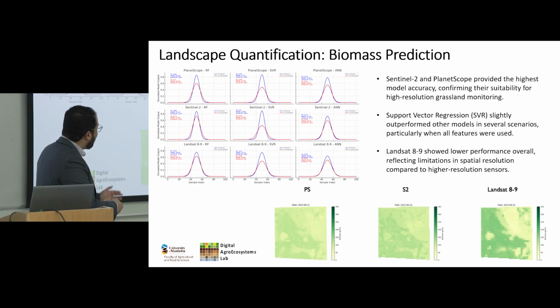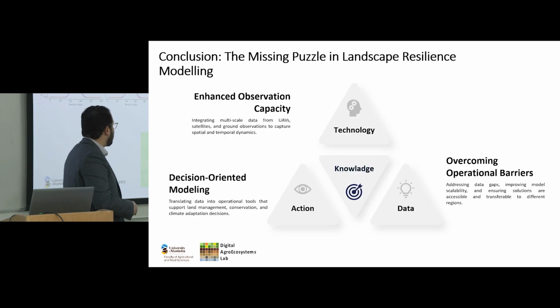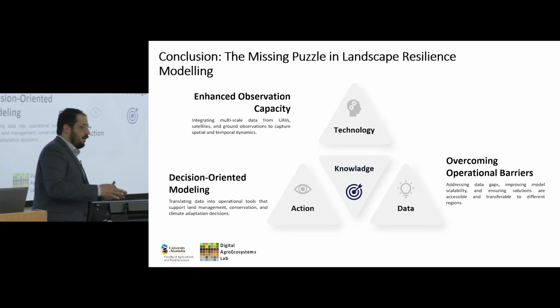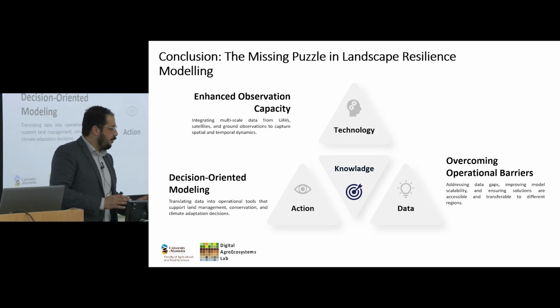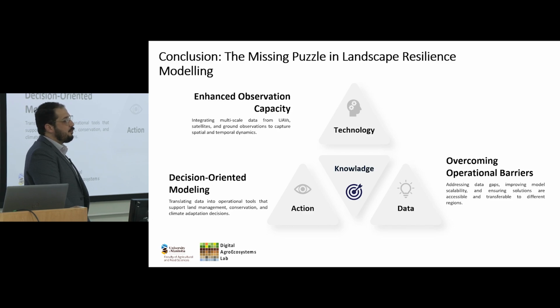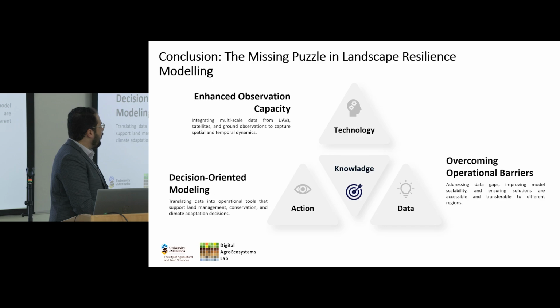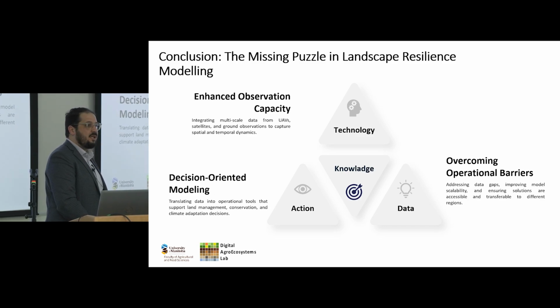Anyway, at the end, we were able to map the biomass of our case studies at different times using those 3 different satellites. I'm about to finish within a couple of minutes, if that's okay. We have a few messages for you. The first one is that we can do all of those things: enhancing the observation capacity, overcoming operation barriers, and even decision-oriented modeling. We become much more capable.